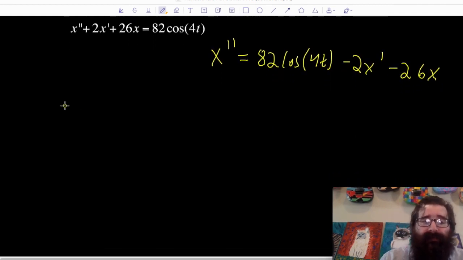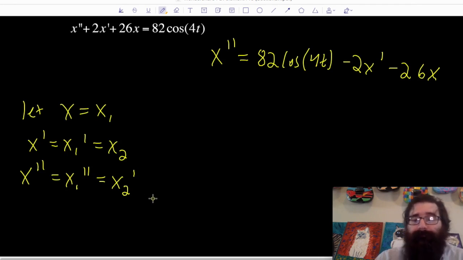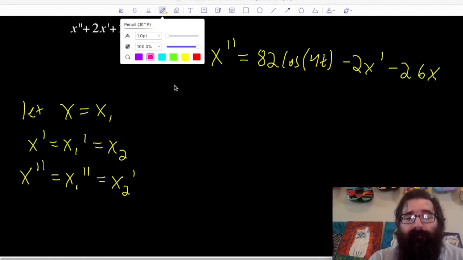And I want to go through those let statements again. So we'll say, let x be equal to x sub 1. And then the derivative x prime, you could call it x sub 1 prime, we're going to call that x sub 2. And if I need to differentiate again, that means x double prime is equal to x sub 1 double prime is equal to x sub 2 prime, just differentiating each line. And that's where I want to stop because I only have to go up to x double prime, and since it's supposed to be first order differential equations, I want to leave some semblance of a derivative in there.